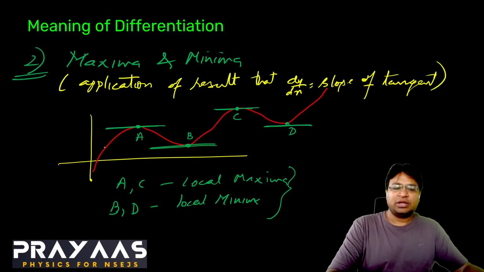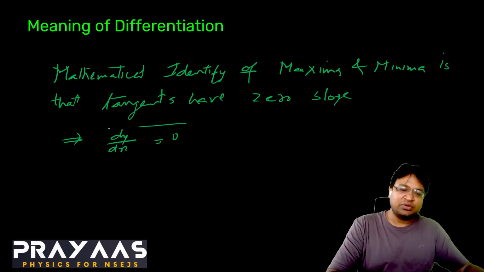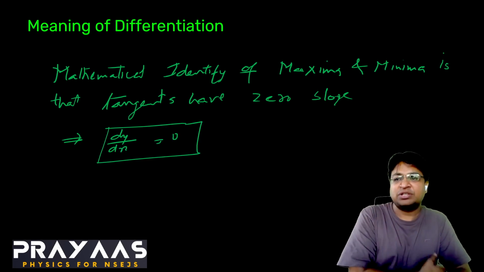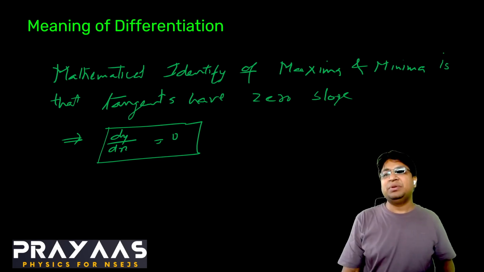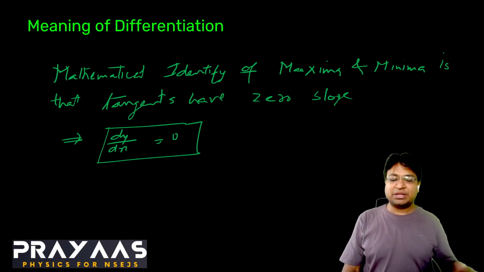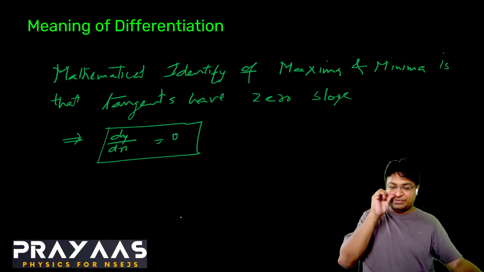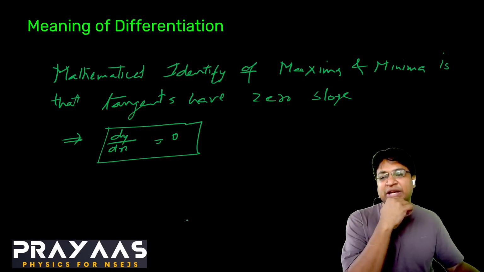The slope is positive here, the slope is negative there. So in other words, dy by dx becomes zero. We can say that if in a graph dy by dx is becoming zero, then it would either be a maxima or a minima. That is the mathematical identity of a maxima or a minima.